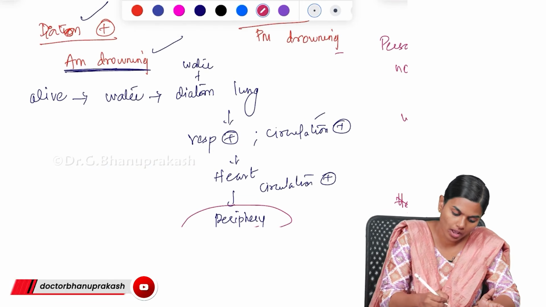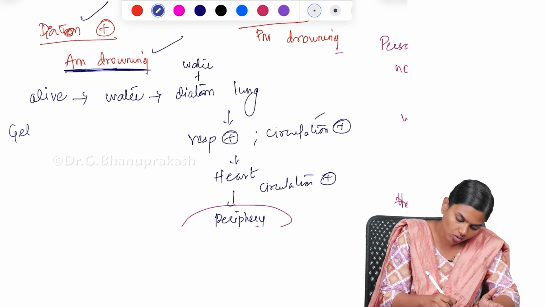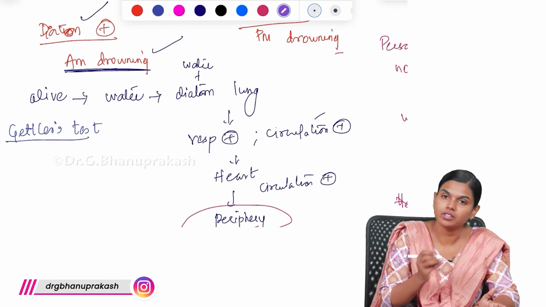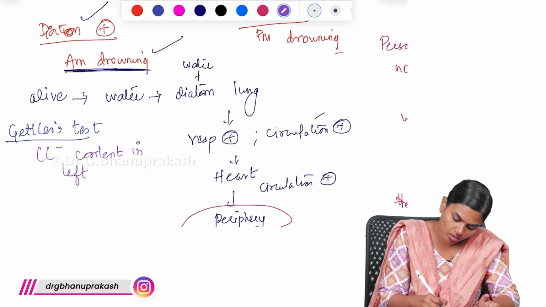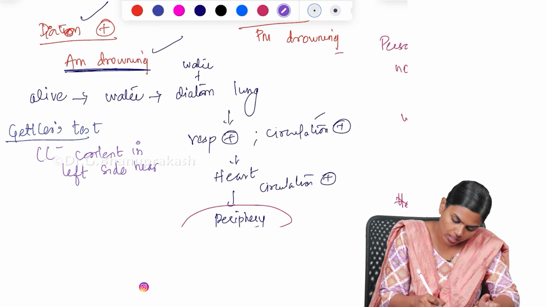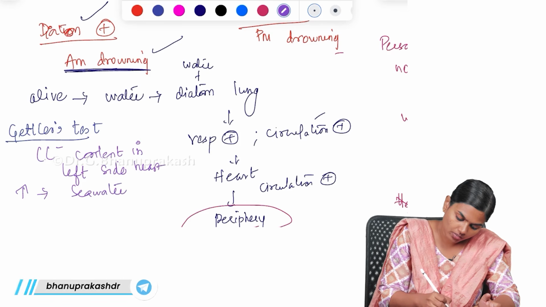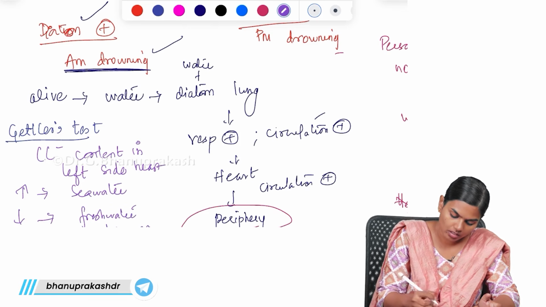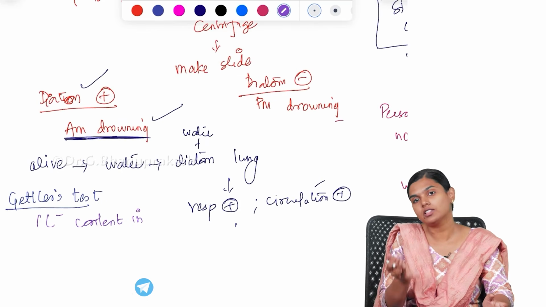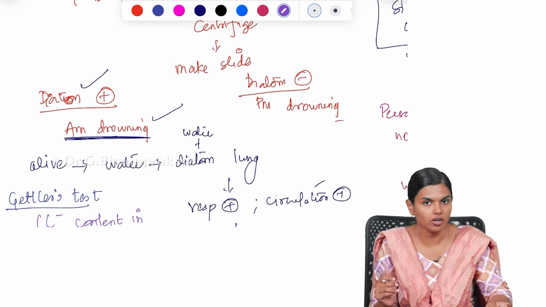And apart from that, you have one more test, that is known as Gettler's test. So here you will look for the chloride ion content in the left side of the heart. If it is increased, then it is a case of seawater drowning. If it is reduced, then it is a case of freshwater drowning. So this is how you differentiate between seawater drowning and freshwater drowning.